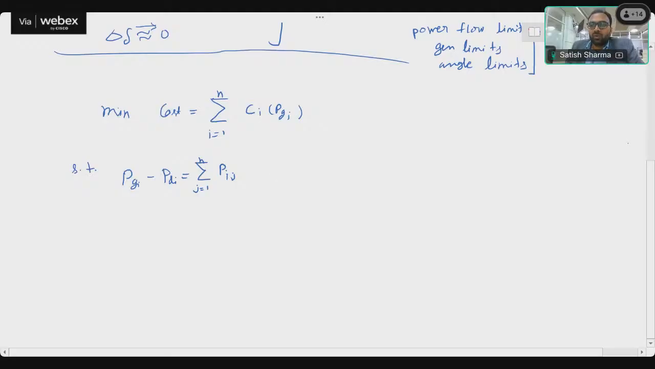Now for ACOPF, we have to consider some parameters. We assume that voltage is not one, so the voltage at any bus will be Vi angle delta i. This is considered instead of delta theta, but let's say delta i is the voltage angle. Then we have active and reactive power. Apart from that, we have a bus admittance matrix.